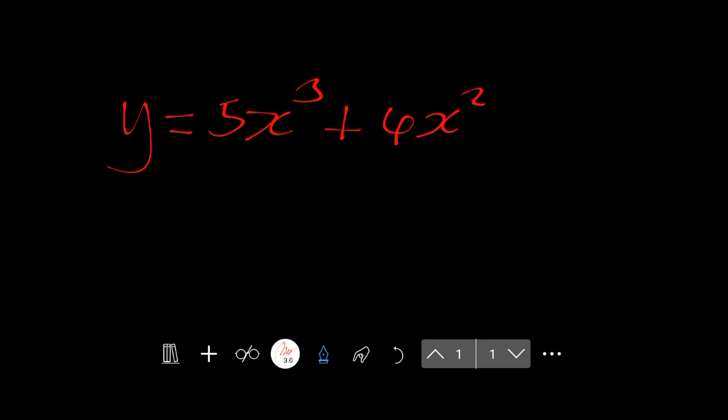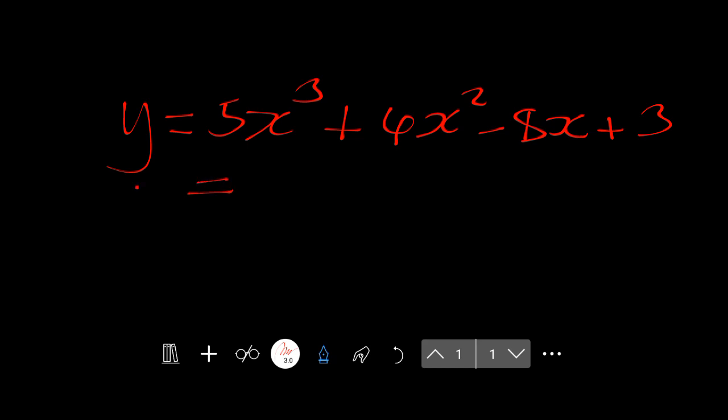We have, for example, y is equal to 5x to the power 3 plus 4x to the power 2 minus 8x plus 3. So for example, this one we want to use power, we want to use times and take.